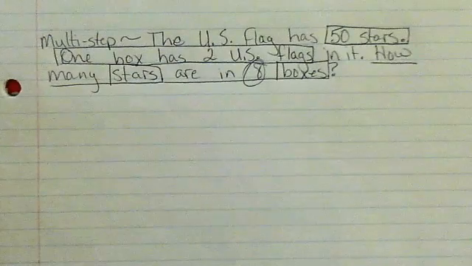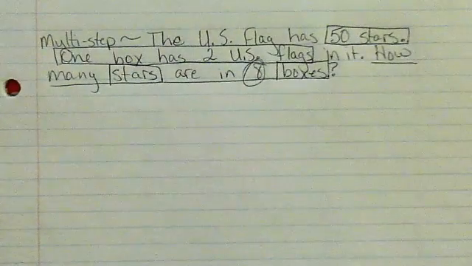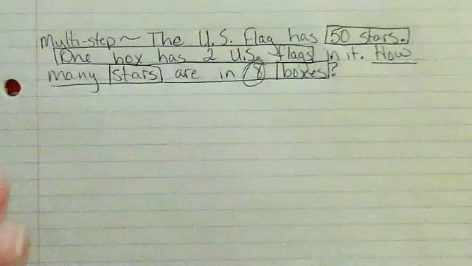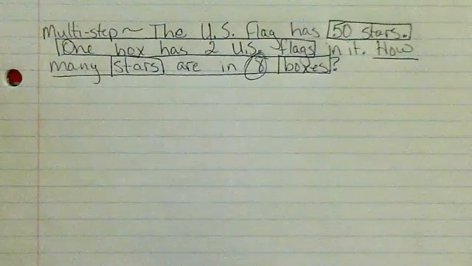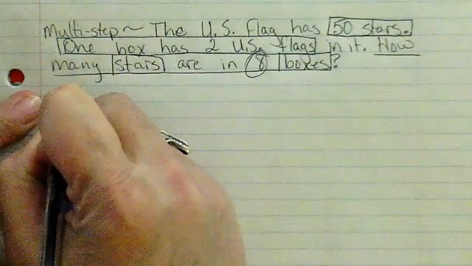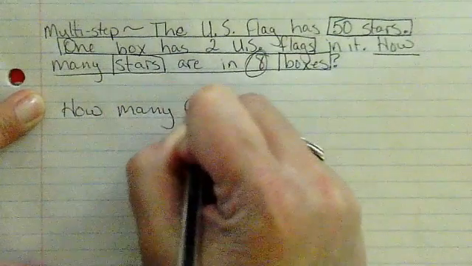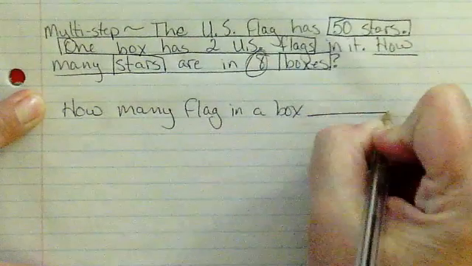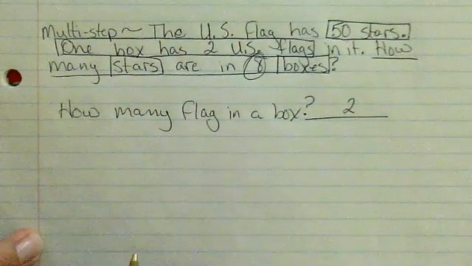So then there's a series of questions. When you go through the questions, it breaks down how to answer each one of these. The first question says, how many flags are in a box? There are 2. 2 flags in a box.